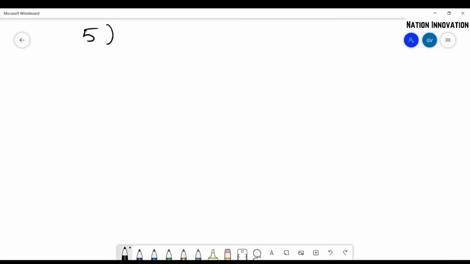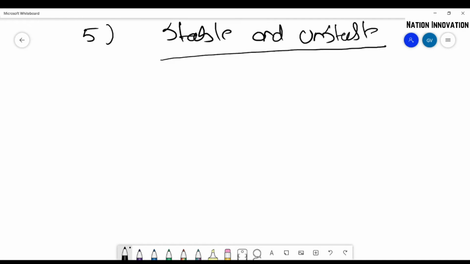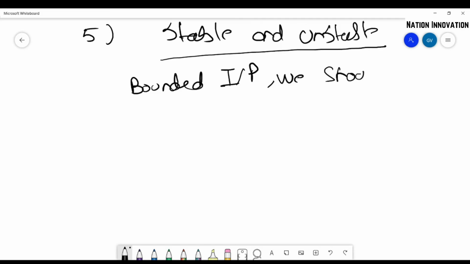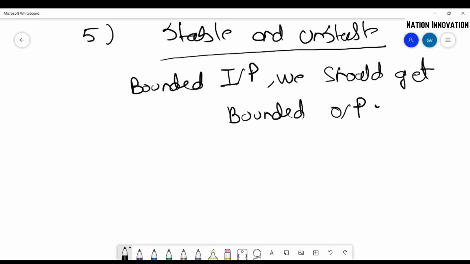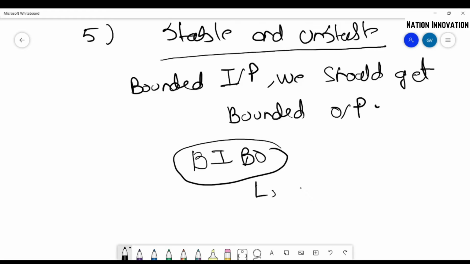Okay, now let's move forward to another type of system, our fifth type of system, which is stable and unstable system. This is the basic, very simple type of system. We only need to check for a bounded input. For a bounded input, we should get a bounded output. The short form is BIBO. If a given system follows this, then it is a stable system.